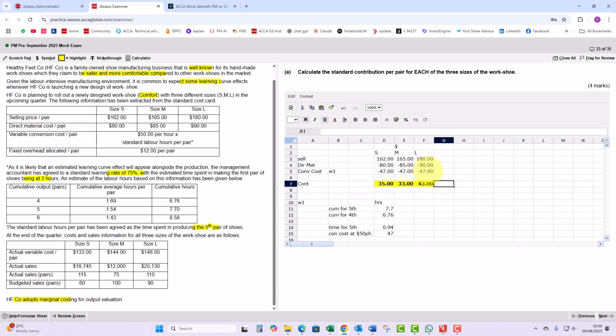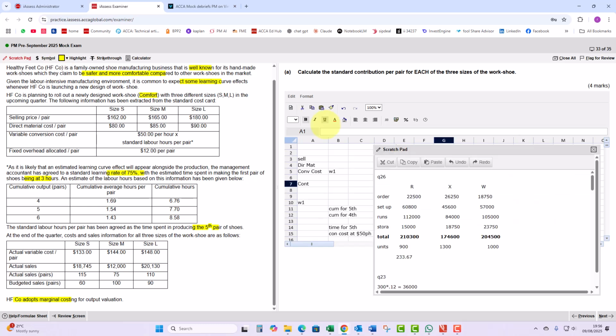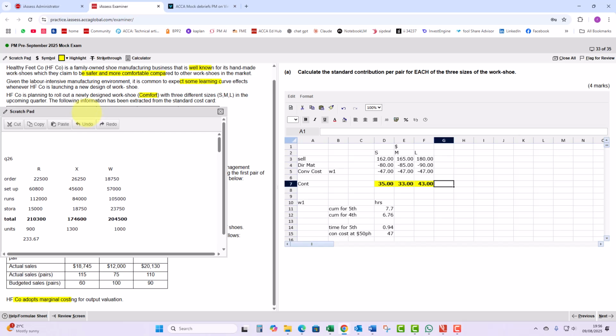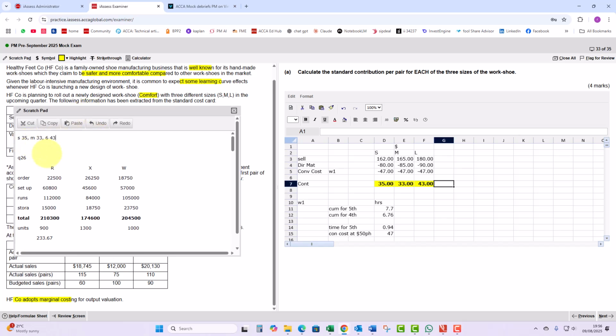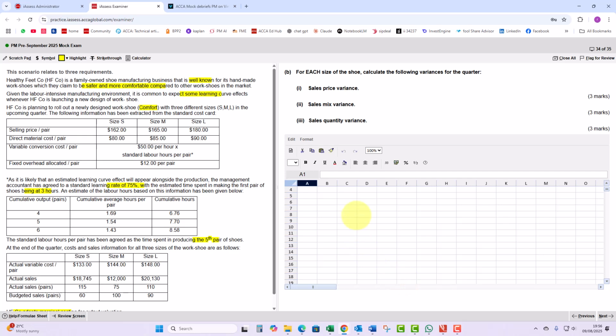Now we're going to move on to the variance question, but we won't be able to reference this spreadsheet, so we're going to have to bring some data across, and I don't want to make a mistake. So I've just put the contribution figures in the scratch pad so I don't risk making a mistake as I bring them across. So part B1, we need to calculate the sales price variance.